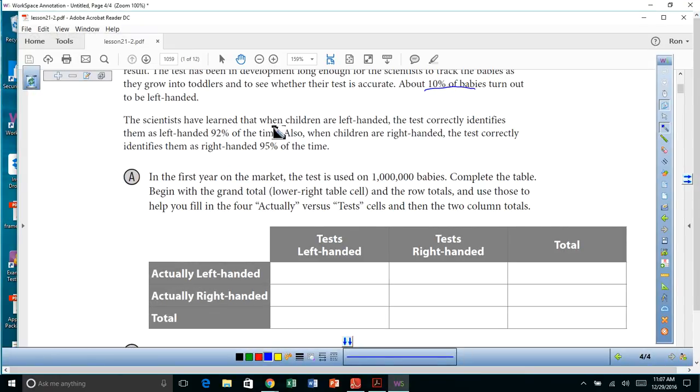The scientists have learned that when children are left-handed, the test correctly identifies them as left-handed 92% of the time. Also, when children are right-handed, the test correctly identifies them as right-handed 95% of the time. In the first year on the market, the test is used on 1 million babies. Okay, so 1 million babies.